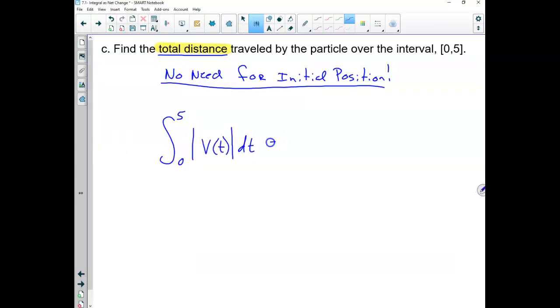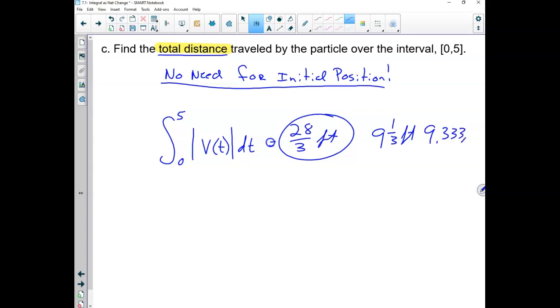So this is going to equal 28/3 feet, okay? Or if I really want to wig it out, I can say 9 1/3 feet. I can call it 9.333 feet. As long as I round to 3 decimals, it doesn't matter which one you use.